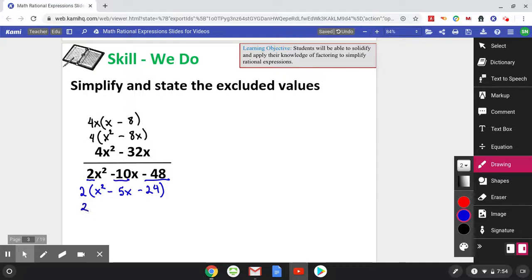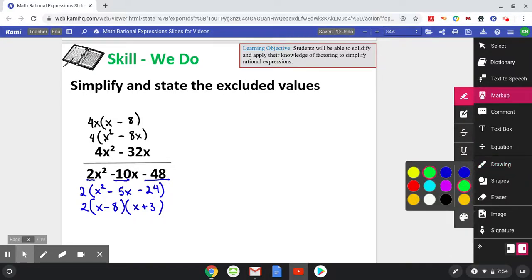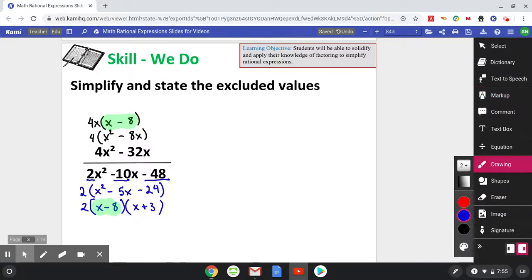I will bring down the 2, and I will be using factoring trinomial for this part of the problem. The two factors that I get are x minus 8 and x plus 3. So when I start simplifying, I will only be looking at the top line and the bottom line, since those are my results after factoring the top and bottom. So what they have in common is they have an x minus 8 and an x minus 8. So I will be canceling those out. And they also have in common another number, which I'll show you in the next step.